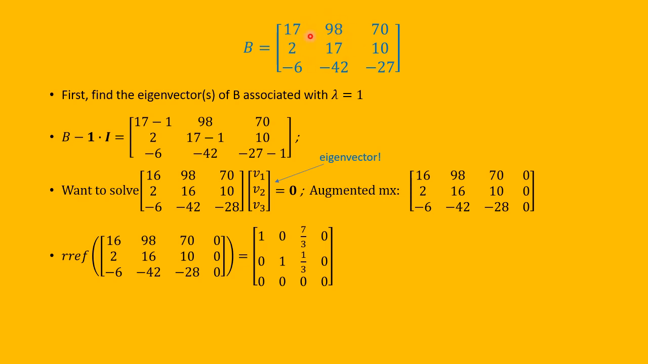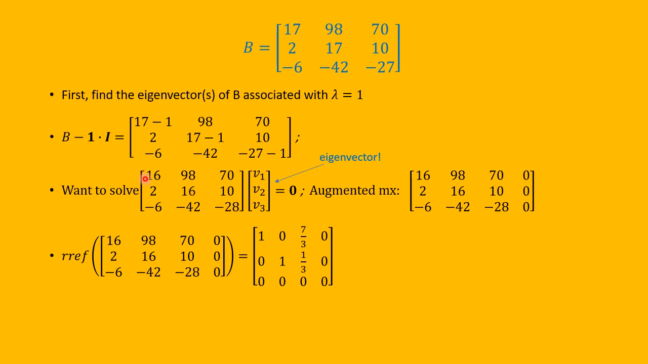So here's the matrix B again. We had lambda equals 1 as one of the eigenvalues. So let's find the eigenvectors of B associated with lambda equals 1. We'll look at B minus 1 times the identity matrix I, and that's going to be B, except that we subtract 1 from each of the primary diagonal elements. So here we have a 16, as we have here. 17 minus 1 is 16, minus 27 minus 1 is minus 28.